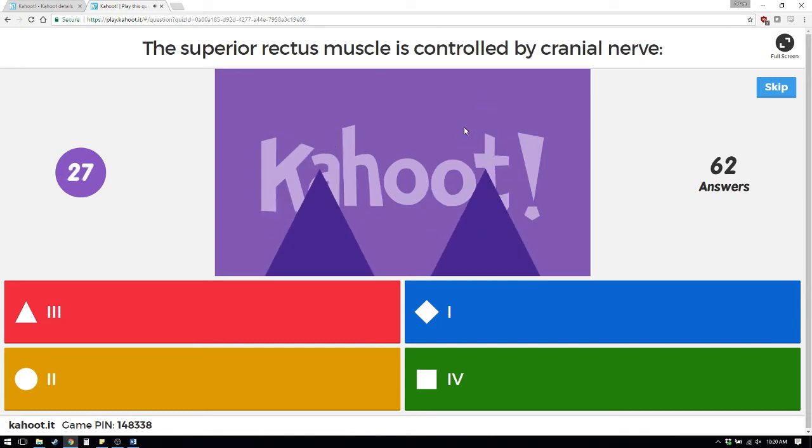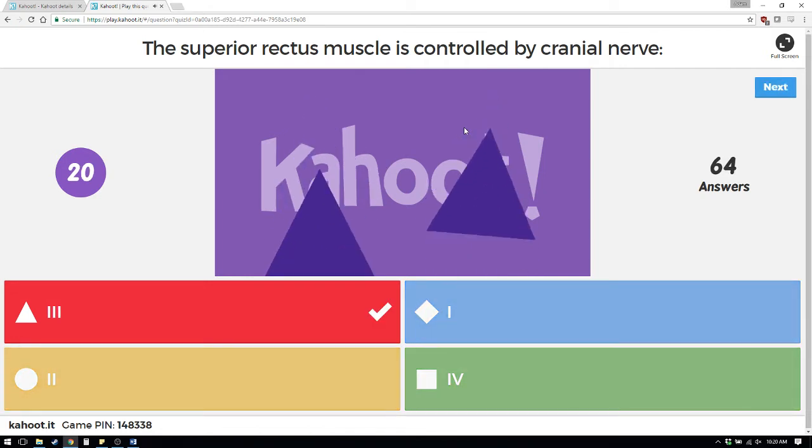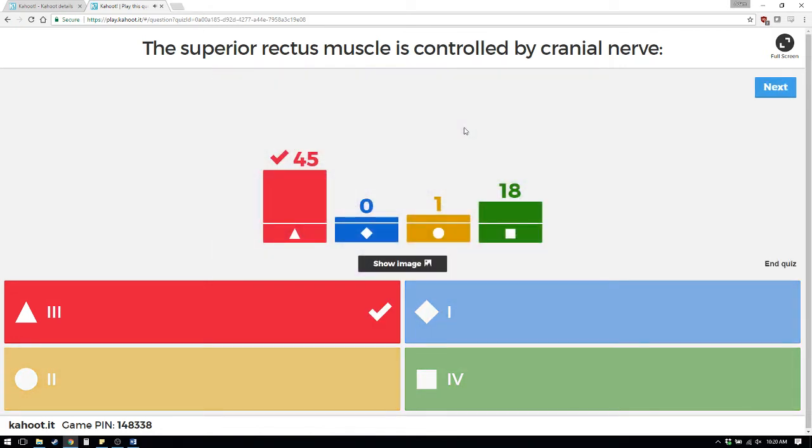Now, what is the correct answer? And the answer is... I'm sorry, not the superior rectus, that's not the trochlear nerve. I was thinking the superior oblique, I'm sorry. I misspoke on that one. But anyway, the answer is correct here, right?